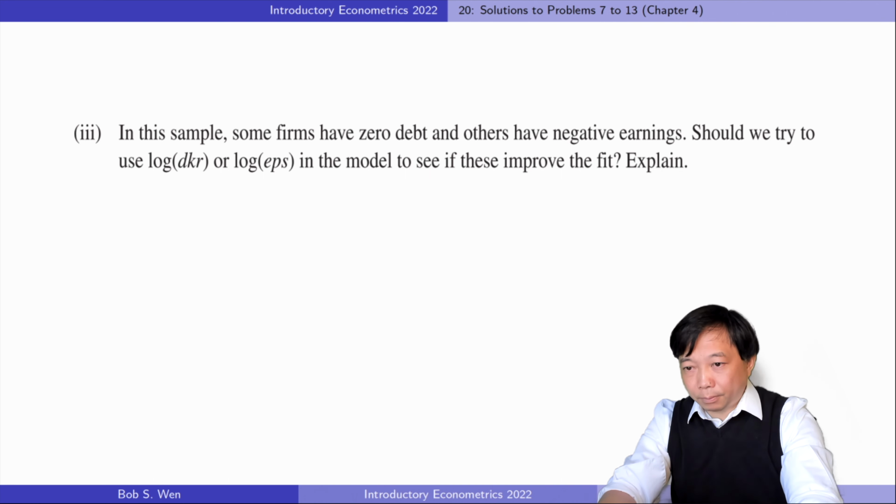For the third question, since some values of the variables DKR and EPS are 0 or negative, using the log form will lose some observations. There's no reason to exclude some firms from the model. We should not use the log forms for those two variables.